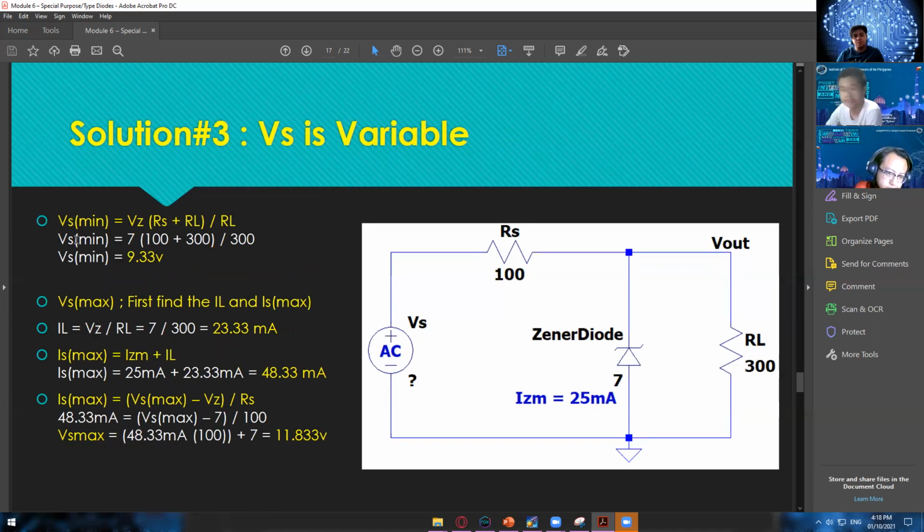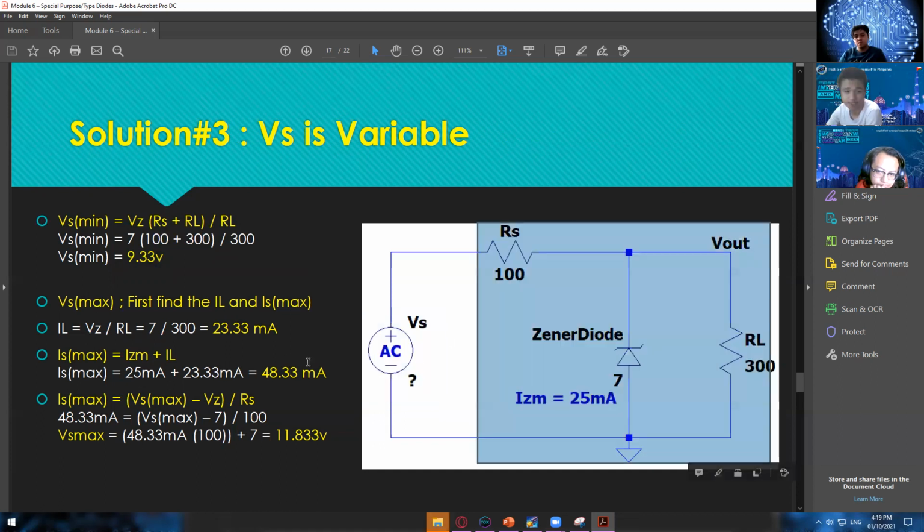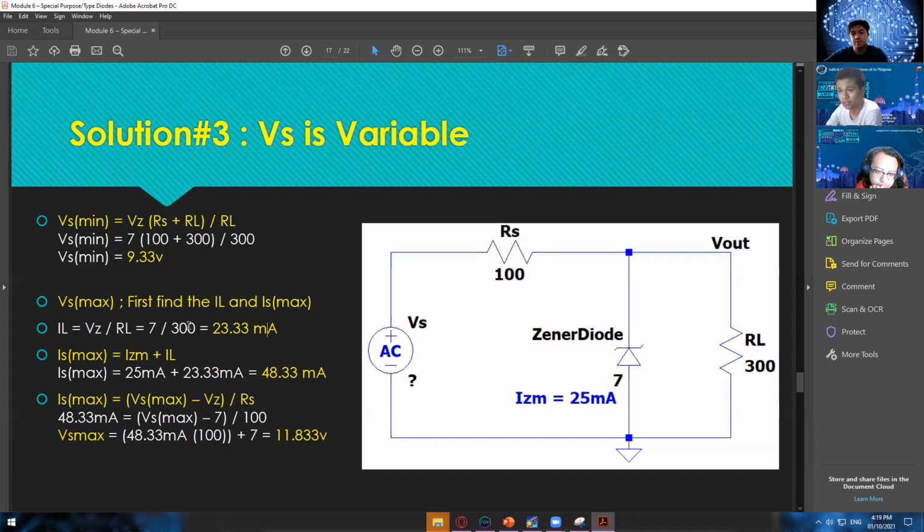Vs min is one step only. As long as you know this formula, Vz times Rs plus RL divided by RL, it will give us a result of 9.33 volts. So this is the minimum voltage that we can put in here to make those other components work as a voltage regulator.